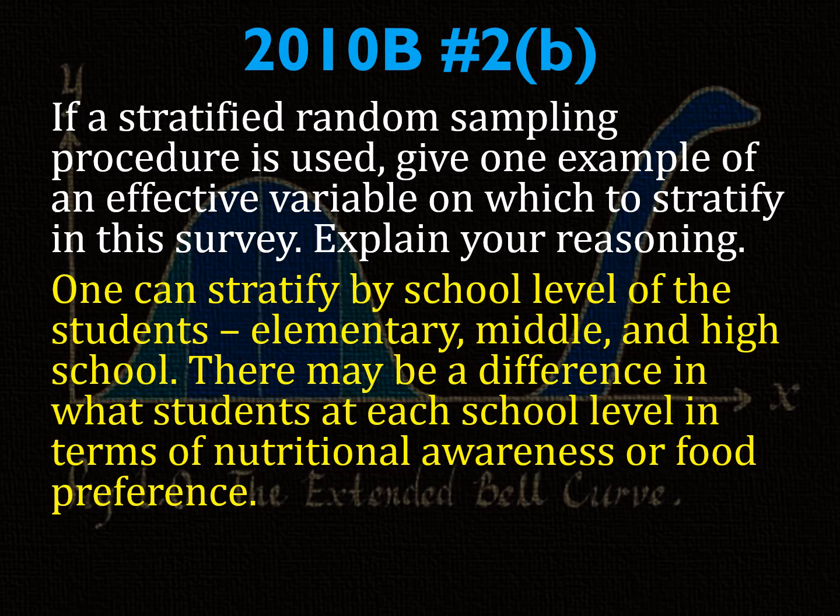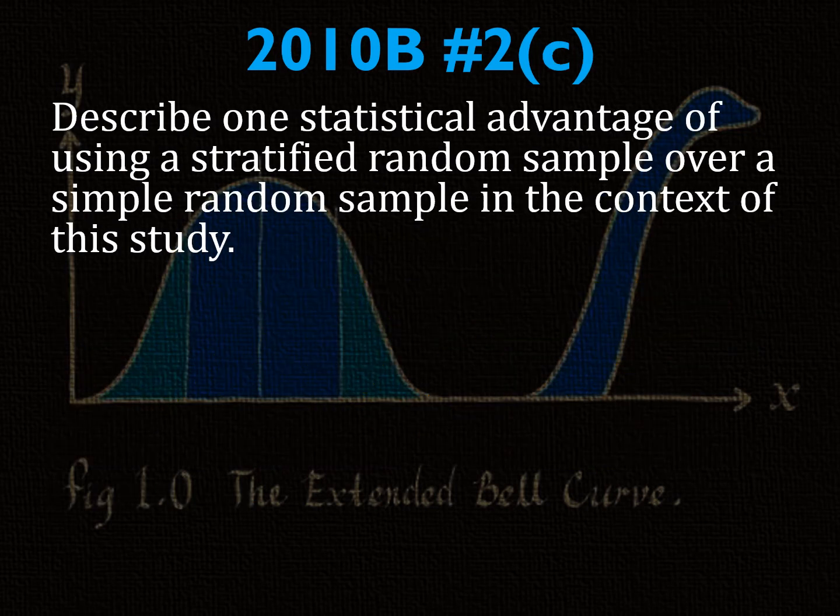Elementary school students can pretty much eat anything, but by the time you're in high school, you have a pretty good idea of what's healthy and what's not. You still eat the unhealthy stuff anyway, but at least you know. So you could stratify by the school level, elementary, middle, and high school, and then randomly pick people from each level.